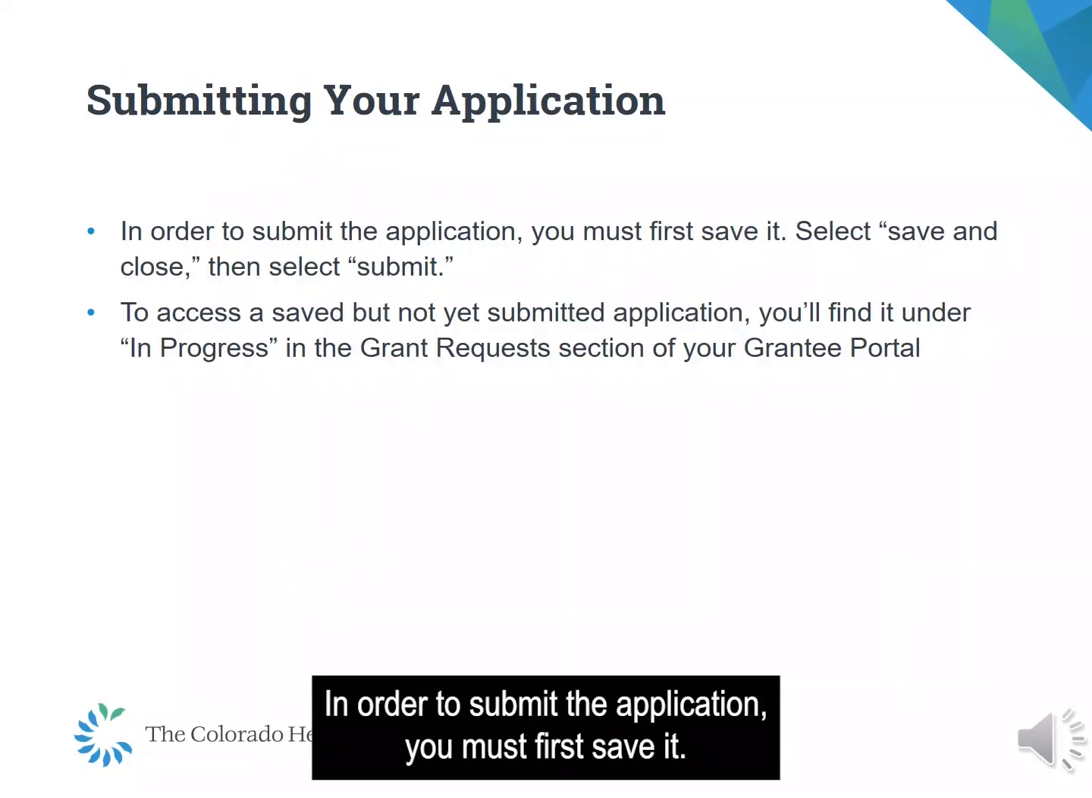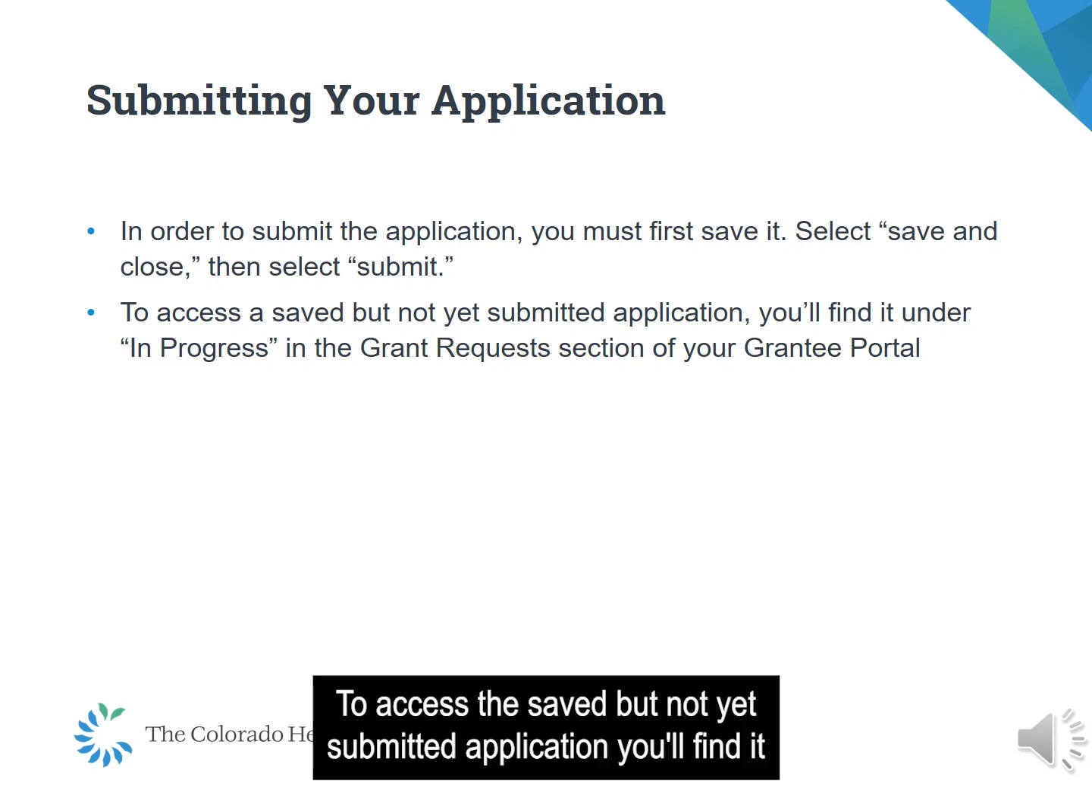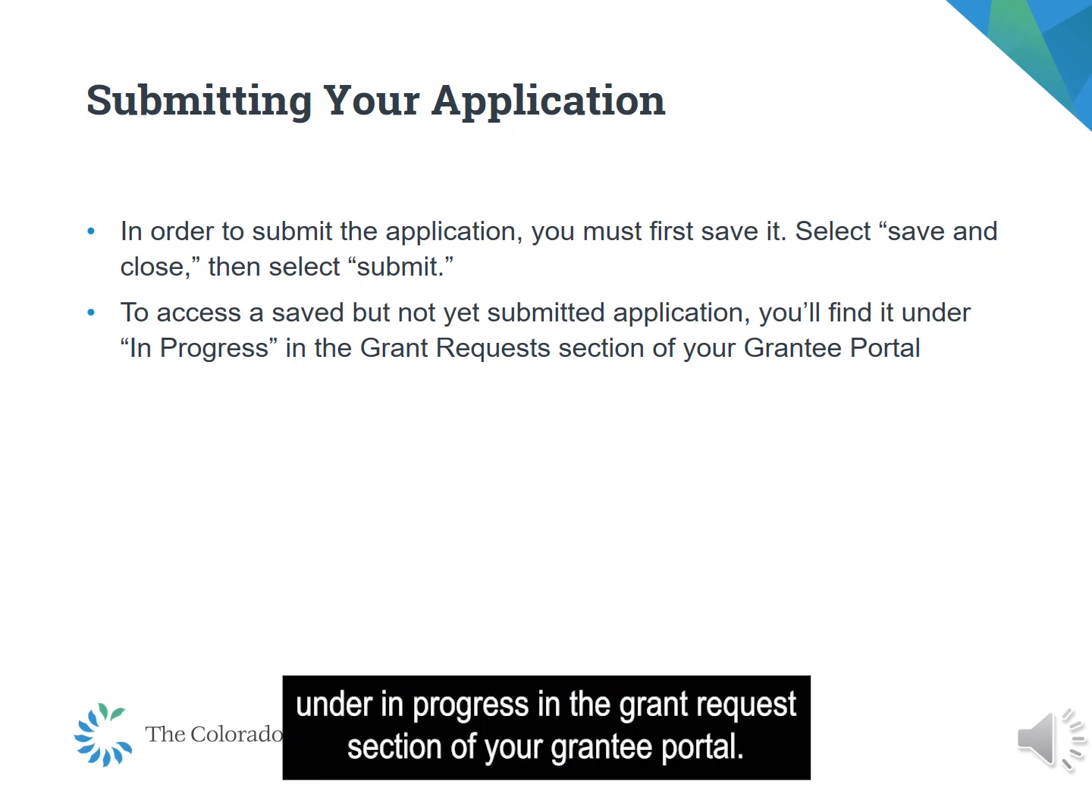In order to submit the application, you must first save it. To access a saved but not yet submitted application, you'll find it under In Progress in the Grant Request section of your grantee portal.